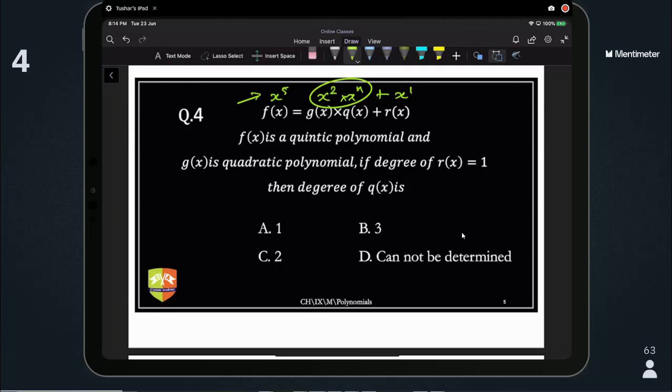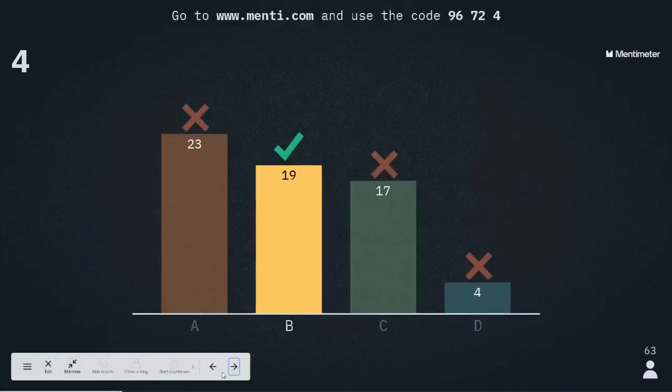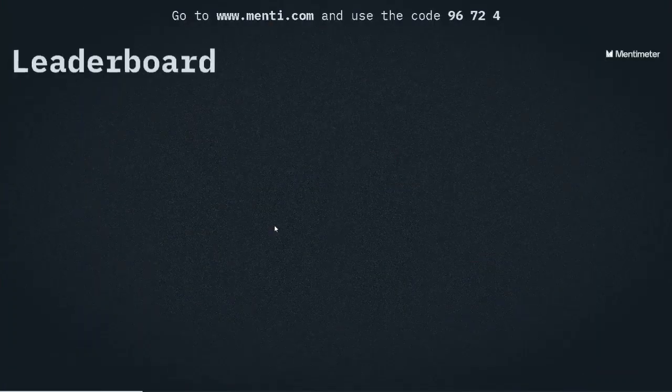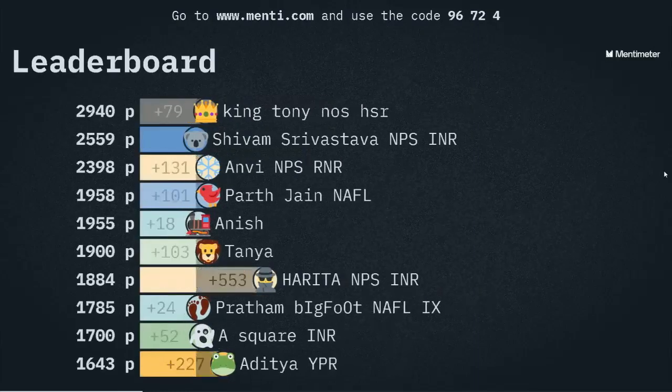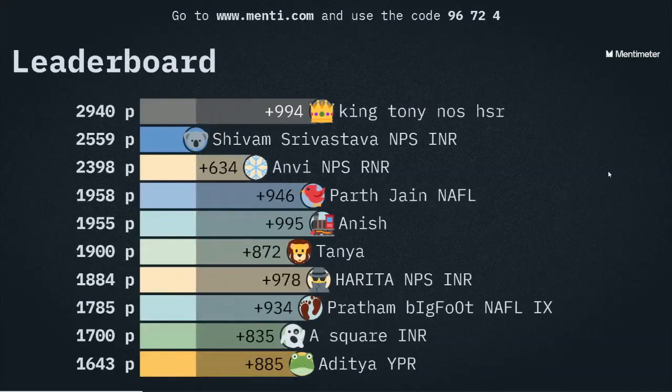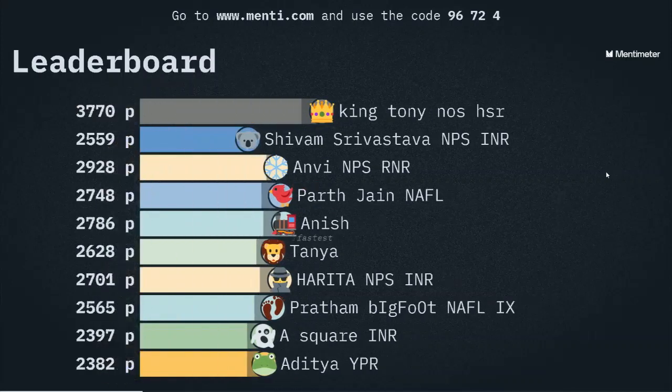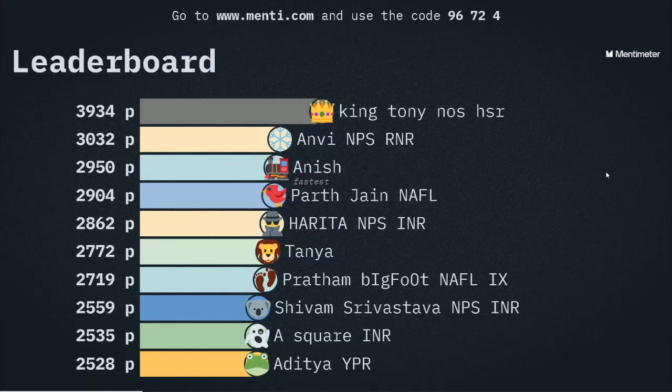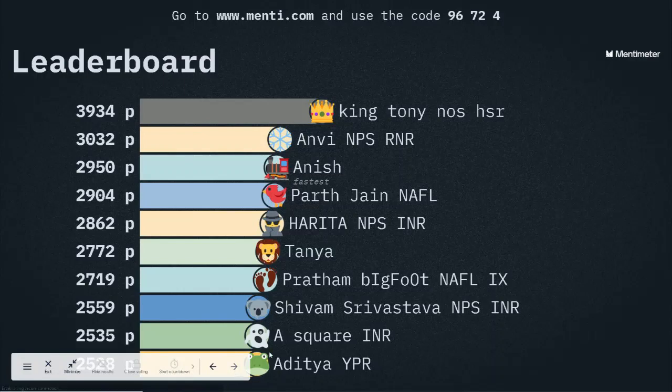Anyone 4 on 4? These questions, when it comes to NTSEs and all that, it will take 5 seconds to solve, not beyond that. So you have to improve to that level. Okay, sad that today there will not be anyone with 100% correct. Never mind. 3 on 3, that's still better. Roshni, 100%. Shivam Srivastava, you did not get it correct. Yeah. Tony is ruling the show. Okay. Next.